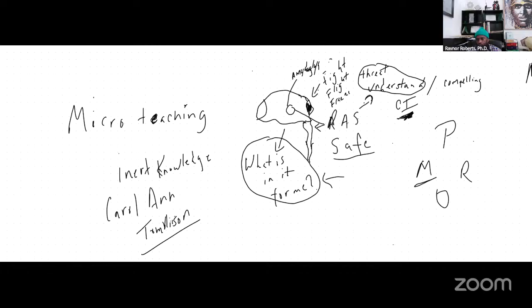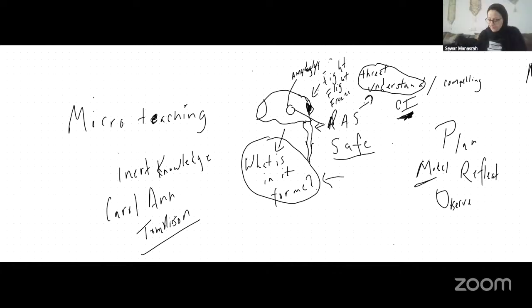So plan, model, observe, reflect. I'm going to share something with you later on about what companies do, and you're going to see that it's very similar to what we're talking about now. One of the biggest companies in the world follows a similar model, like Toyota. Amazing company. We'll talk about it a little later. All right, so let's dive now into micro teaching.